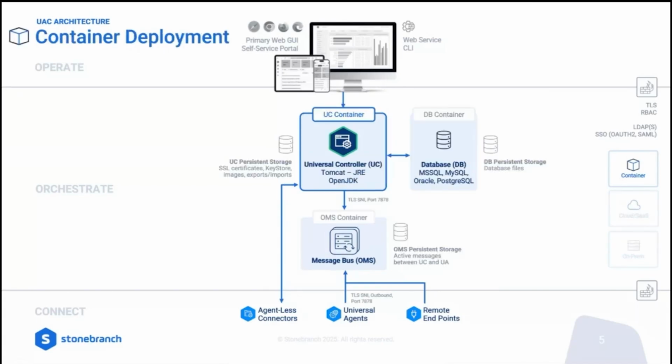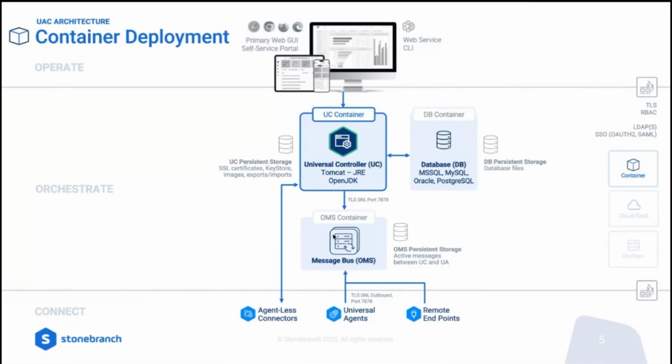If you want to install the controller to the container, this is a suggested architecture. You can put the controller in one container, but in this case, you need to have some persistent storage, because when you upgrade the controller, you don't want to lose, for example, SSL keys, the key stores, or imported and exported images. You can also have the database inside the container if you want. In this case, you also need to keep the data in persistent storage.